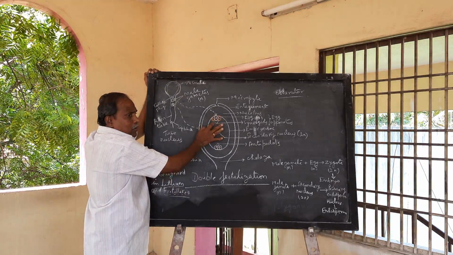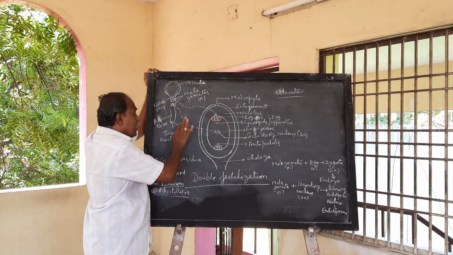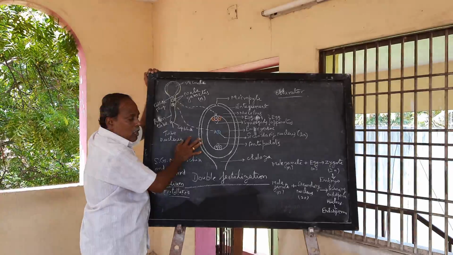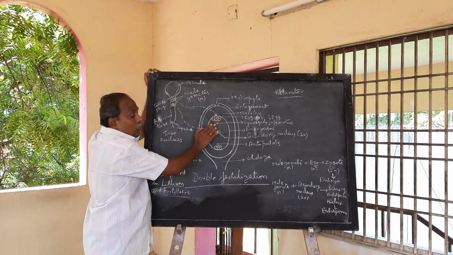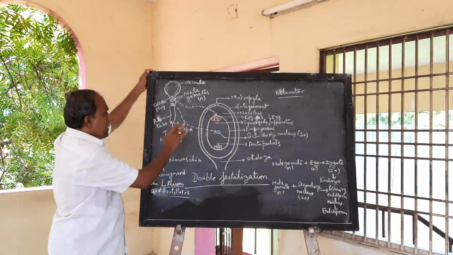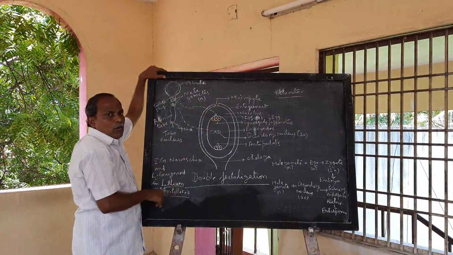Once it reaches the embryo sac, it won't grow further. At that time, the cap block degenerates. When the cap block degenerates, the male gametes are released into the embryo sac. So that's the cap block. Now, next one, about double fertilization.